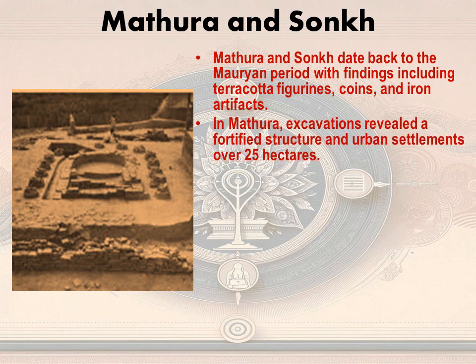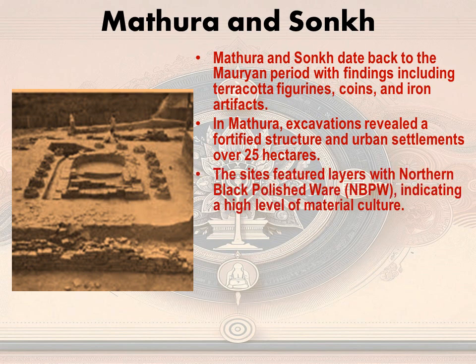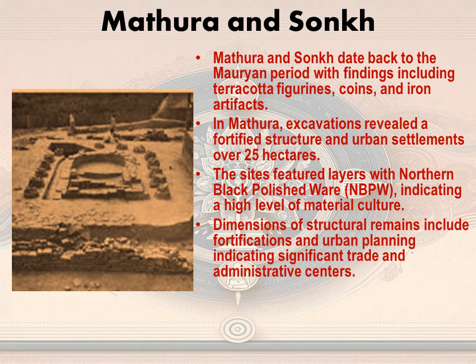In Mathura, excavations revealed a fortified structure and urban settlement over 25 hectares. So, the fortified structure and urban settlement had a span of over 25 hectares. The sites featured layers with northern black polished ware, NBPW, indicating a high level of material culture. So, here also we get the indicator, that is NBPW, and thus we come to understand that there was a high level of material culture.